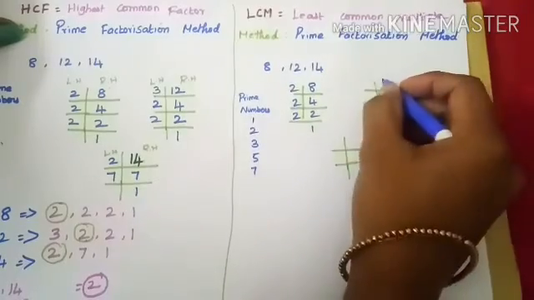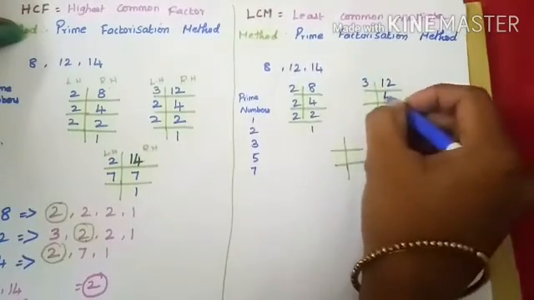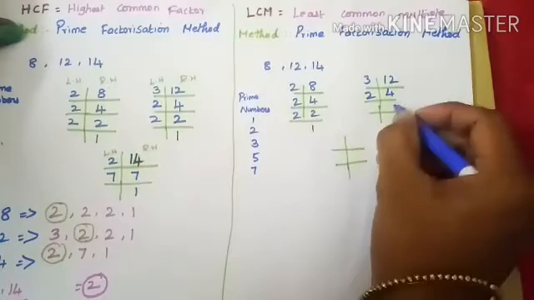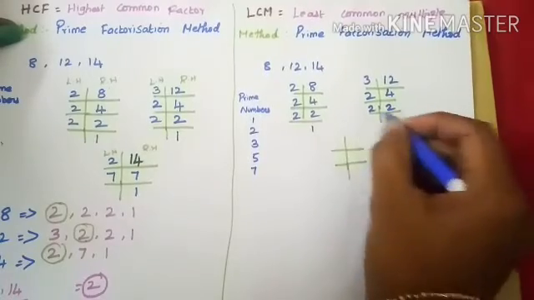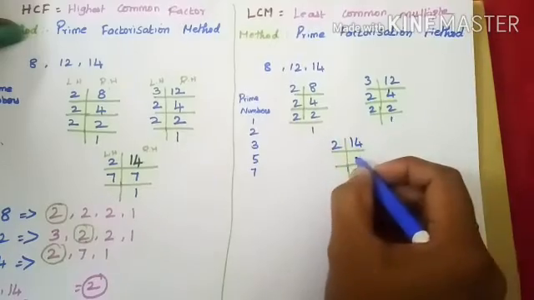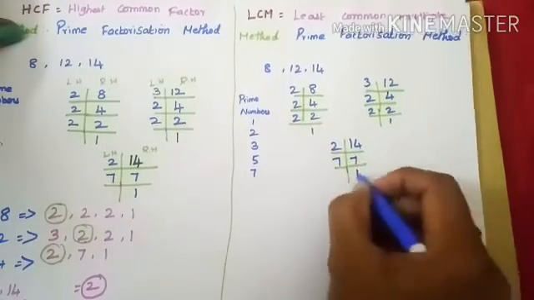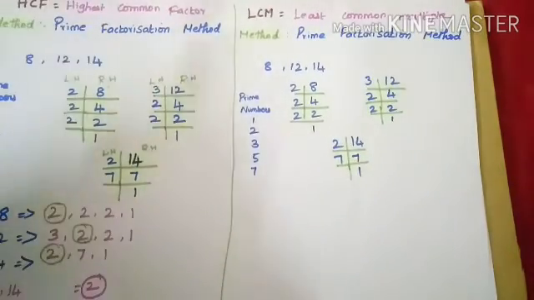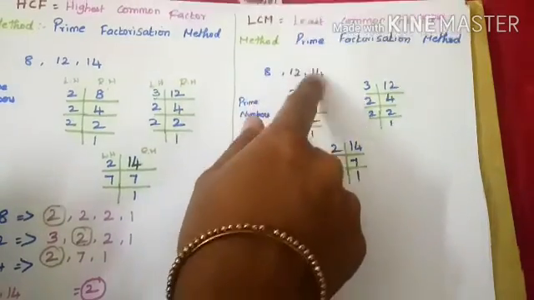Ones are 2, 12. 3 tables: 4 3s are 12, 2 2s are 4, 1 2s are 2. Repeat the same process. Got it? So now we are going to find the LCM of 8, 12 and 14.